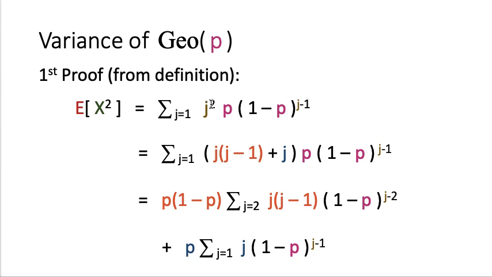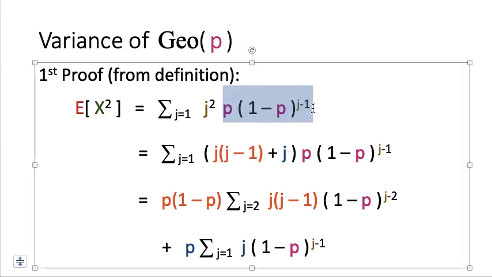By definition, the expected value of X squared is equal to the weighted sum of the values j squared, and the weight is the chance that X is equal to j, which occurs with chance p times (1 minus p) to the power j minus 1. Then we separate j squared into two parts. The first is j times (j minus 1), and the other part is j. The purpose of doing so is that we want a simpler formula to compute the values.